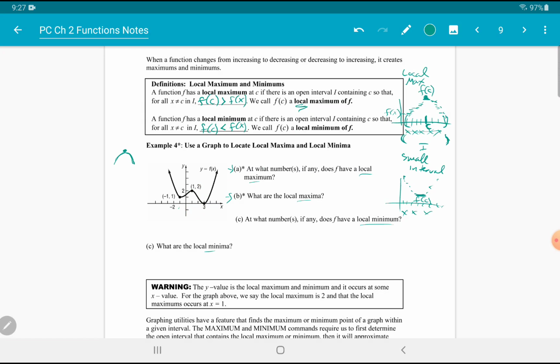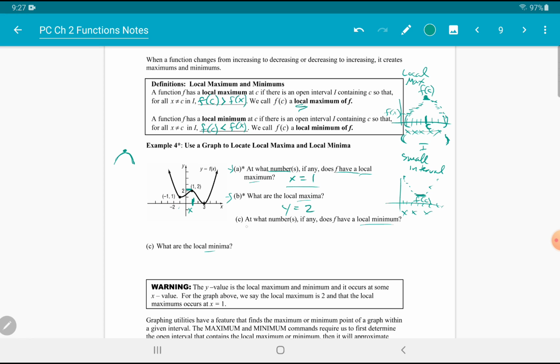And so we can see at what number does it have a local max? Well, that occurs at the x value of 1. So that's when it occurs. A is asking when it occurs. The difference between A and B is that B is asking what is the local max? The local max is actually the y value. Where does it occur is asking what the x value is, and what is the local max is asking what the y value is. So in this case, our y value is 2.